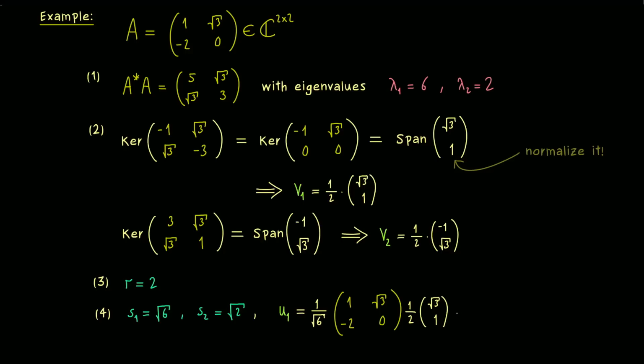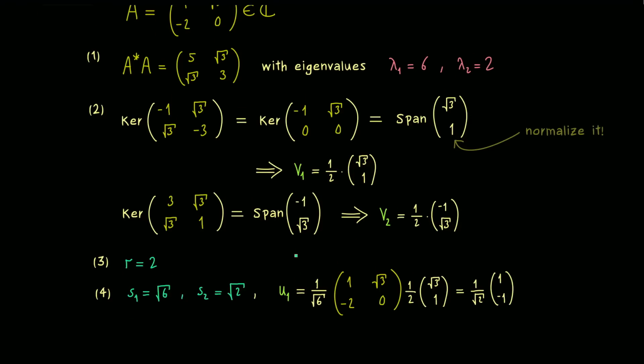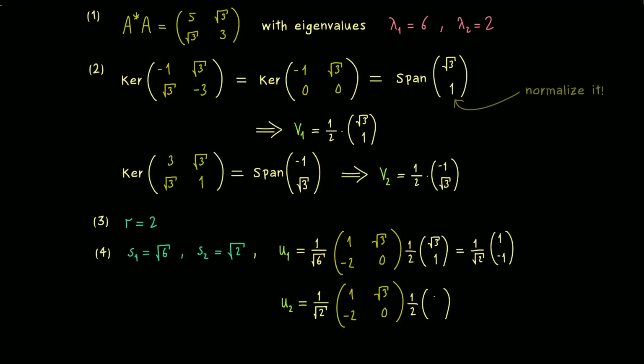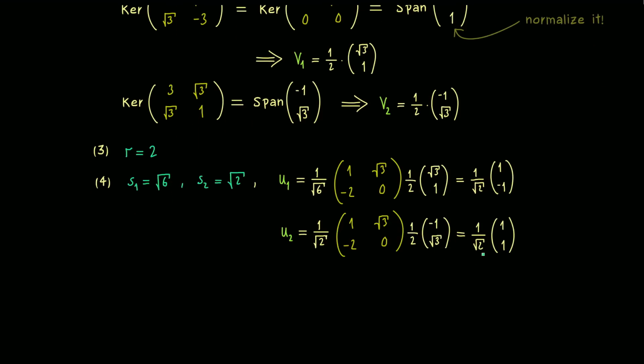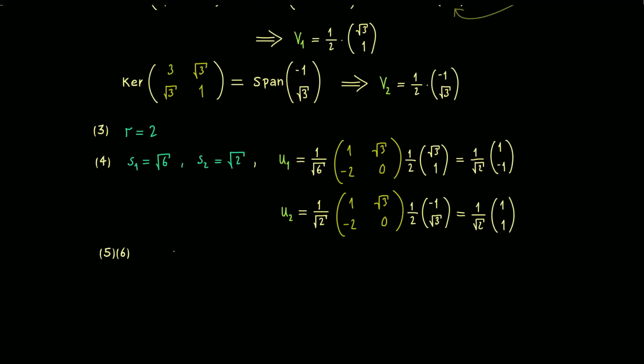So it's a matrix vector multiplication, and what we get out is 1 divided by the square root of 2 times the vector 1, -1. And in a similar way, we also get u2. The only difference is that we have the second singular value and the second v vector. So what we get out is also 1 divided by the square root of 2 times 1, 1. So there we have it. These two vectors already form a basis of C2, so we don't need to extend it. Hence, in this case, there's nothing to do for step 5 and 6.